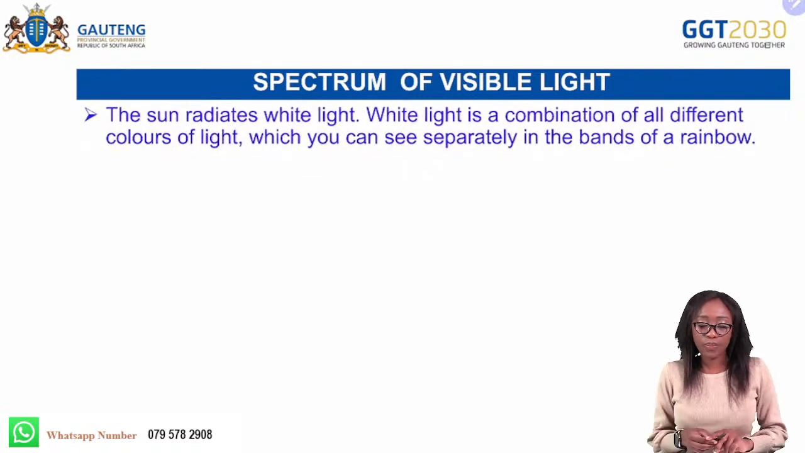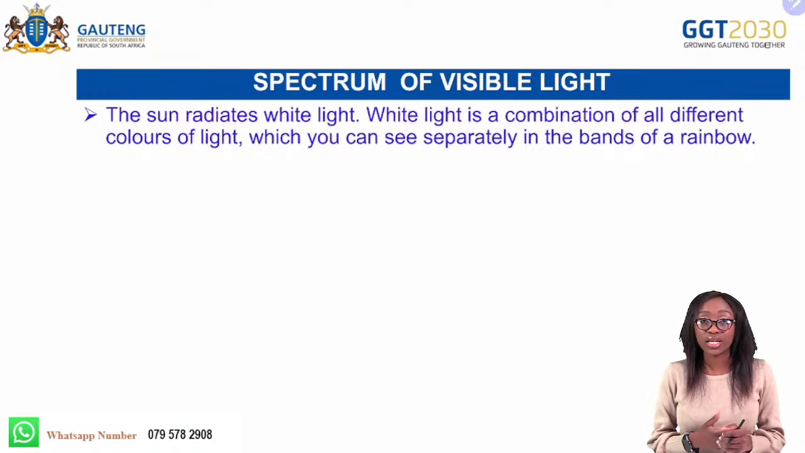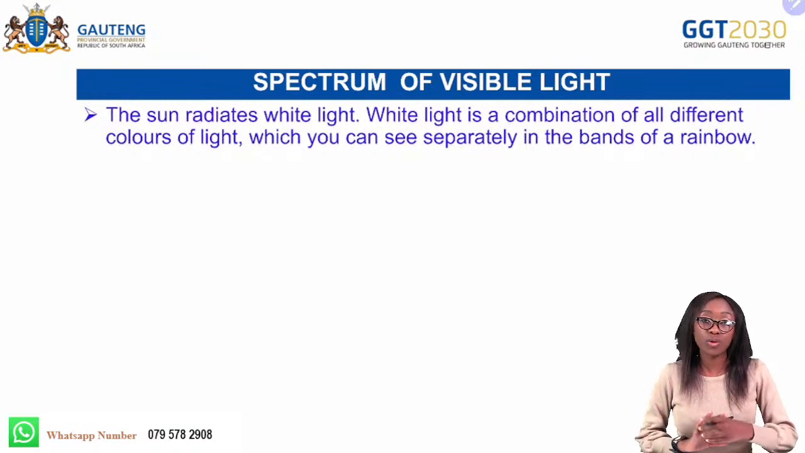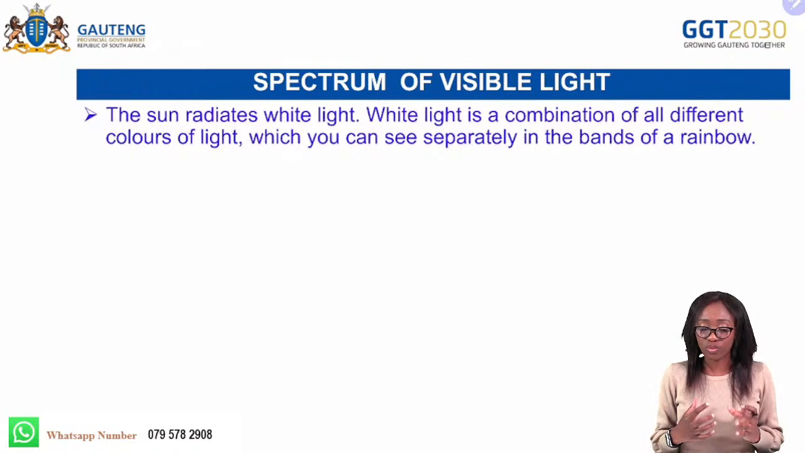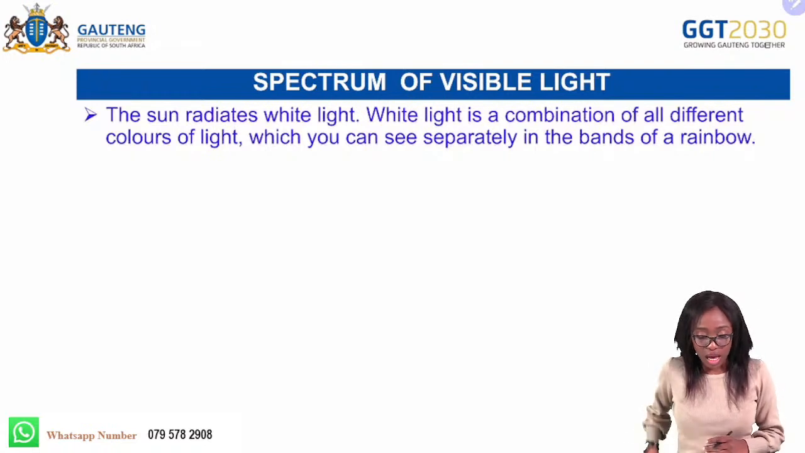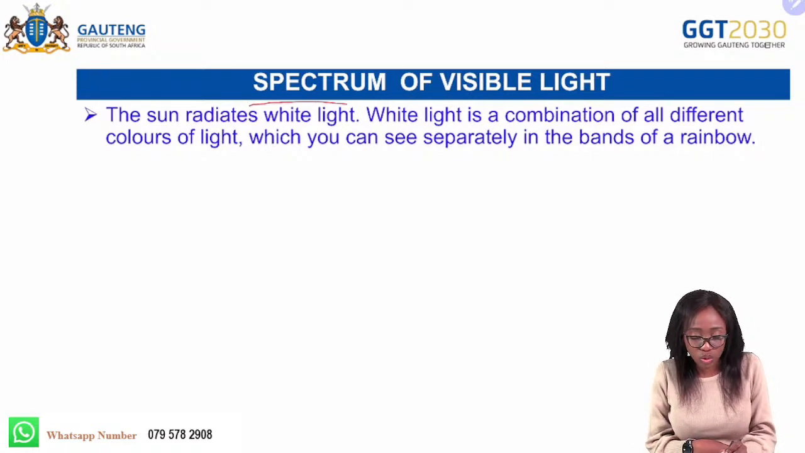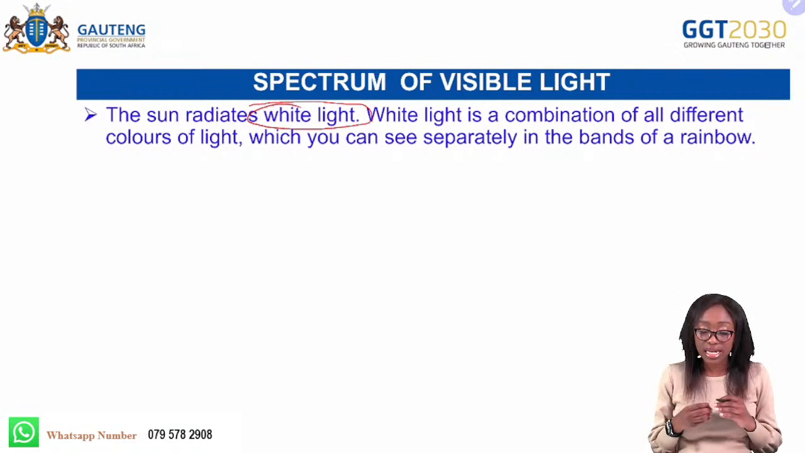Now, let's talk about the spectrum of visible light, which is the second half of our subtopic. So we're done with radiation of light. Now we're moving to spectrum of visible light. So the sun radiates what is called white light.